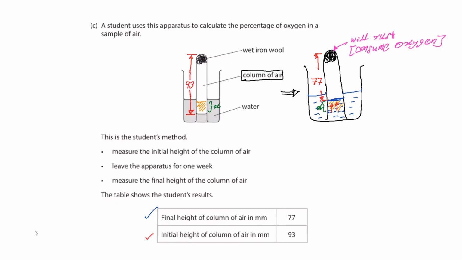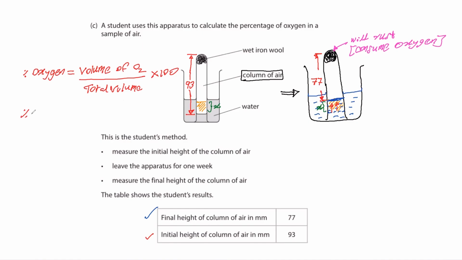So we want to find the percentage of oxygen here. To find the percentage of oxygen, we have to use this equation. Percentage of oxygen equals, first you have to take volume of oxygen, divide by total volume, into 100. Right, let's see how we are going to find this one.